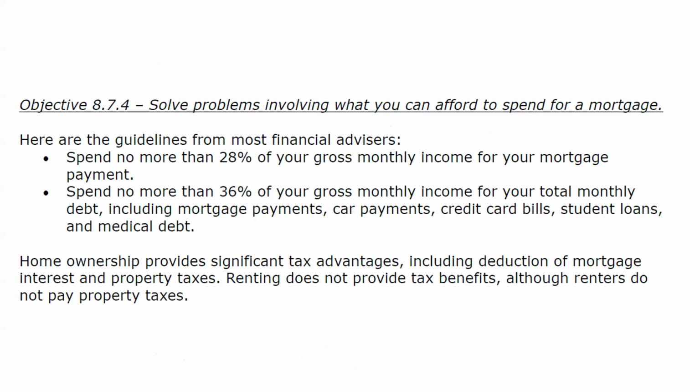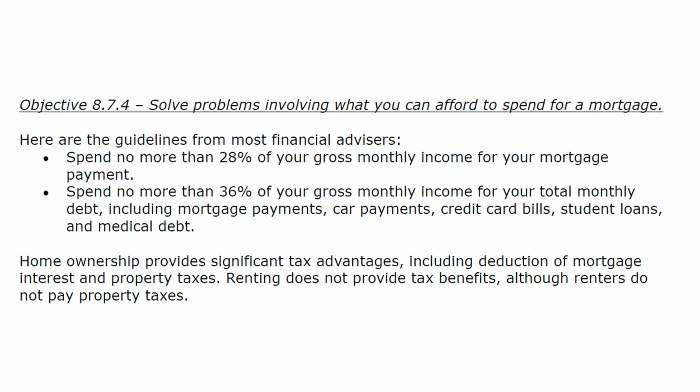All right, objective 4. Solve problems involving what you can afford to spend for a mortgage. So here are the guidelines from most financial advisors. Spend no more than 28% of your gross monthly income for your mortgage payment. Spend no more than 36% of your gross monthly income for your total monthly debt, including mortgage payments, car payments, credit card bills, student loans, and medical debt. Home ownership provides significant tax advantages, including deduction of mortgage interest and property taxes. Renting does not provide tax benefits, although renters do not pay property taxes.